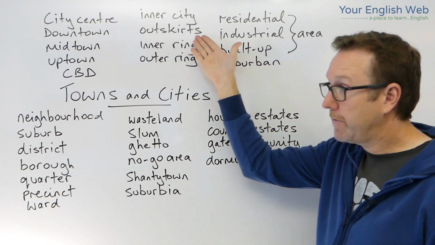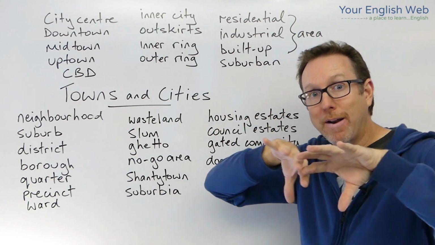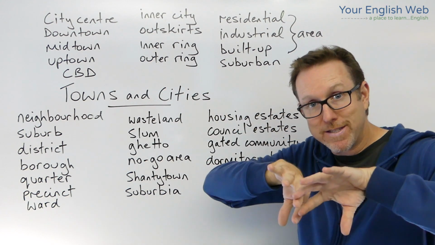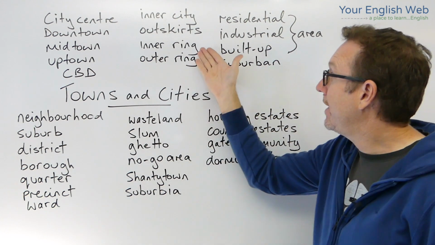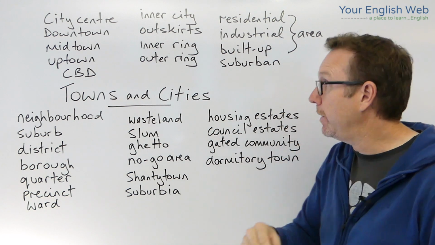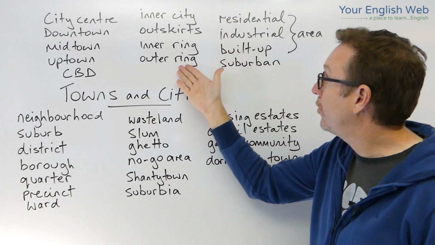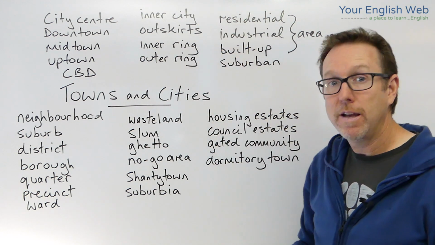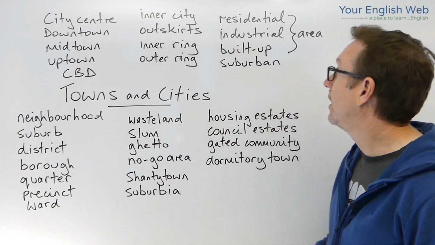The outskirts of the city are the areas on the outer part of the city, away from the centre. When the cities go out, you have the outskirts. The inner ring, inner city or inner ring, again that part in the middle, and the outer ring. So outskirts and outer ring, inner city and inner ring are similar in meaning, okay?